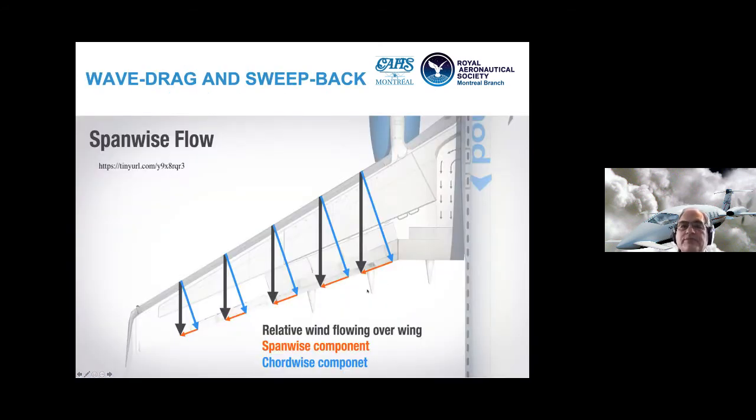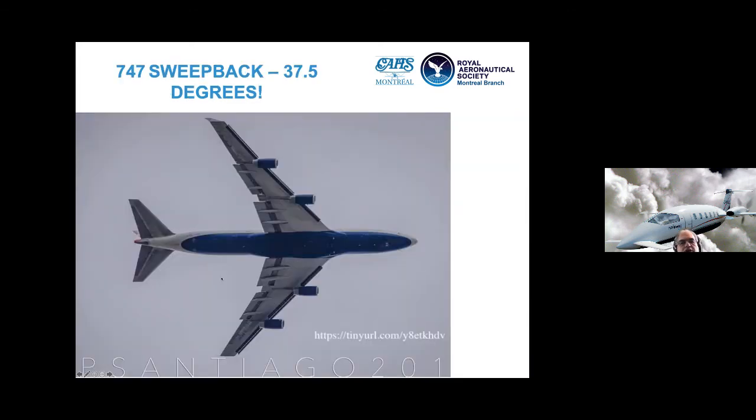Wave drag and wing sweep. For reasons that are just beyond me, we can fool the airflow by making our wings bend backwards so that the only part of the airflow that contributes to the drag that we see is what's perpendicular to the leading edges. So we kind of trick the air into ignoring this spanwise component by sweeping back. And the Germans were very good at this in World War II with the Me 262, but it gives you an idea just how swept back the wings can be.